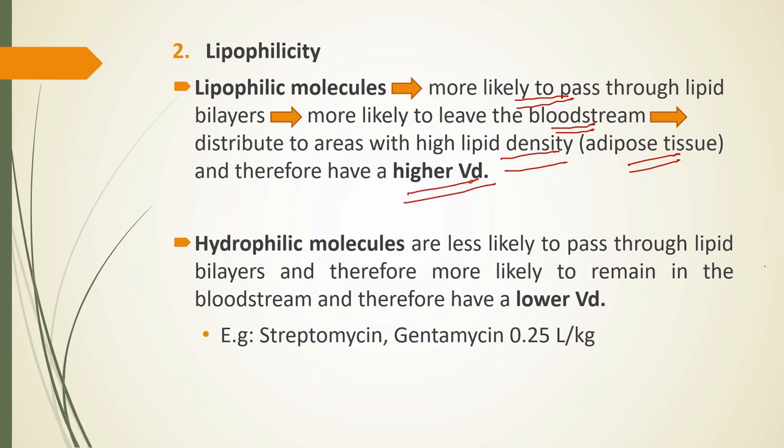On the other hand, if we have hydrophilic molecules, then they are less likely to pass through the lipid bilayers, and because of this they are more likely to remain within the bloodstream, and therefore they have a lower volume of distribution since the drug is remaining within the bloodstream. Hydrophilic molecules such as streptomycin and gentamicin have a very low volume of distribution, only 0.25 liter per kg.